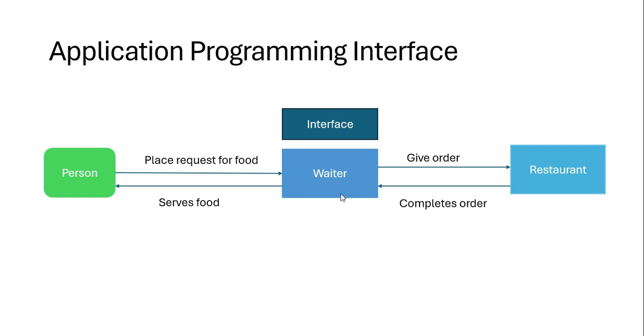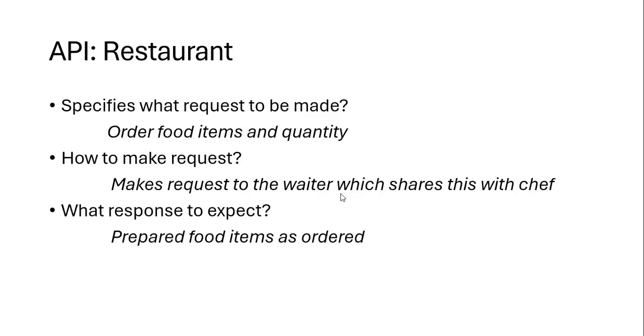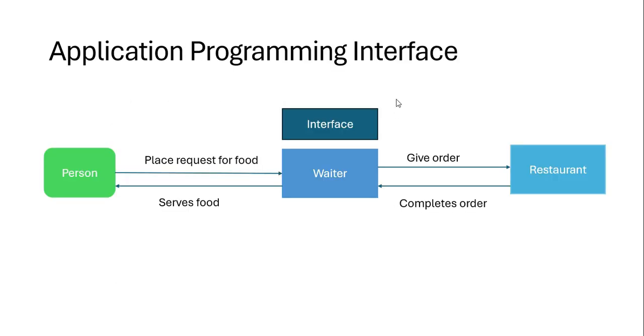Similarly, if you go through this API specification, for example, it specifies what kind of request is to be made. Here, we need to order the food items and the quantity. Now, how to make that request? You make the request to the waiter, who shares that information with the chef. And what is the response to be expected here? The prepared food items which you ordered is what you expect. So in the above example, the waiter is the interface.